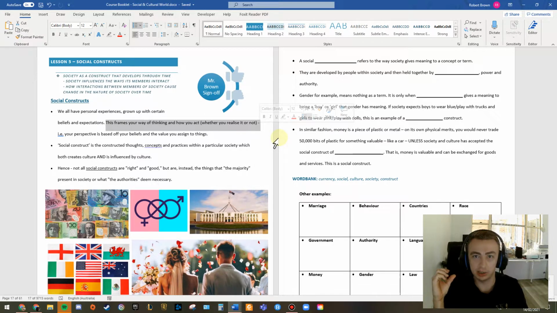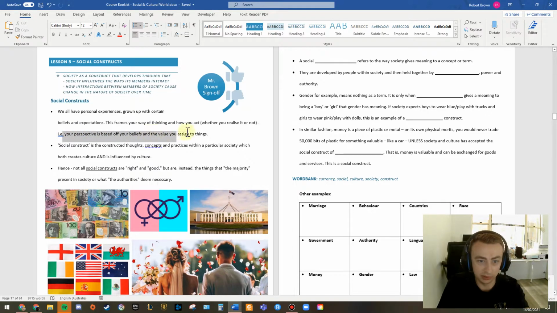So when we see the colour red at a traffic light, our social construct brains, our perspective based off our beliefs and values that we've assigned to that colour red, means that we need to stop. Okay, so the colour red on its own is just red, but when we see it in the form of a traffic light, it means stop.